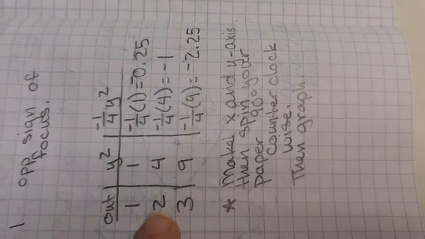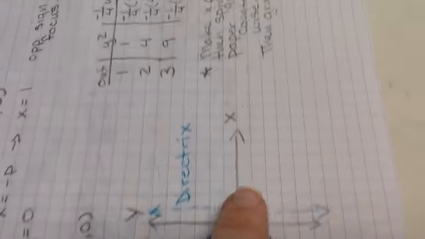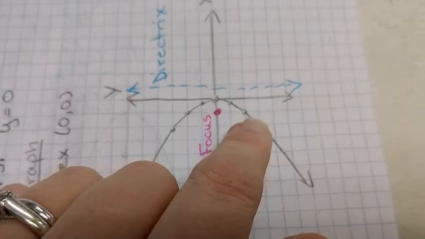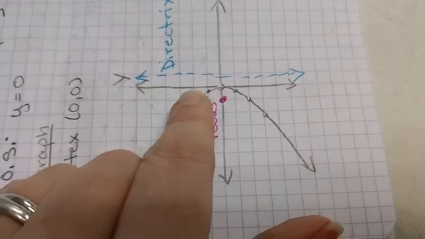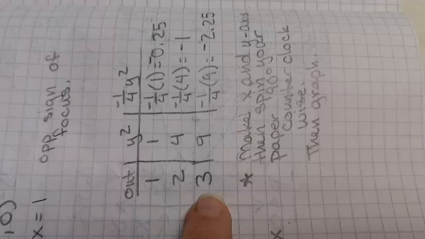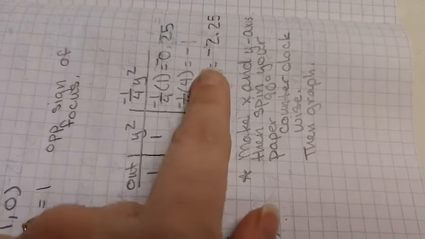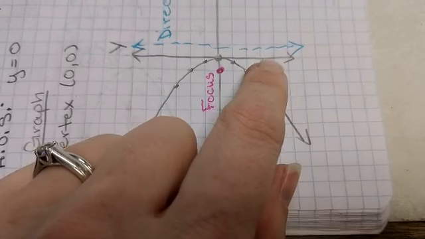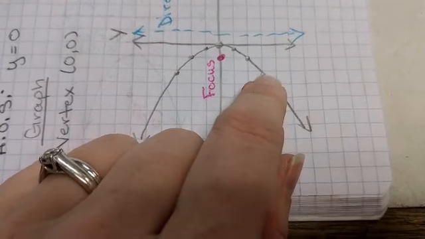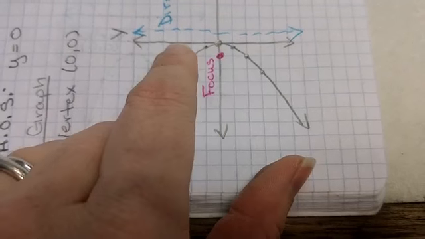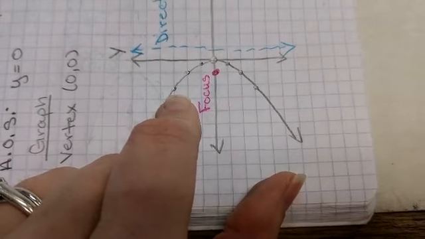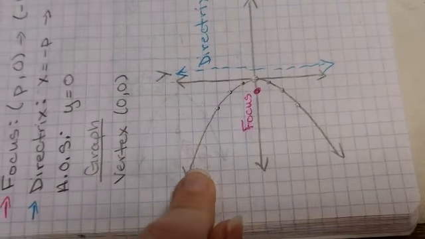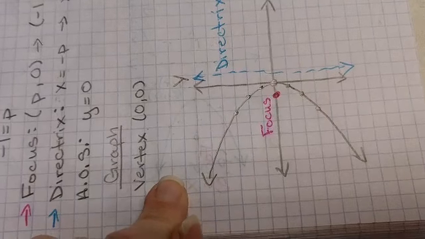If I go out 2, I go down 1, because it's a negative 1, so I go back to my vertex, out 2 and down 1, out 2 and down 1. The last row says if I go out 3, I go down 2.5. Out 3 and down 2.5. Then I can build my parabola that's laying on its side. The last thing I need to add in is where my focus and directrix are.